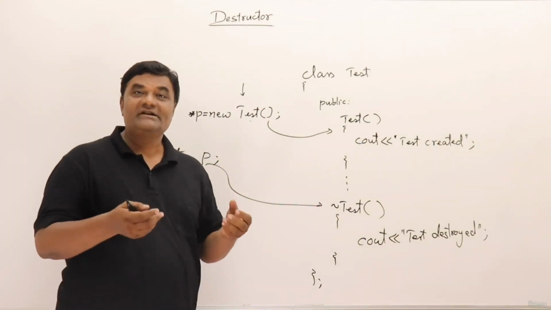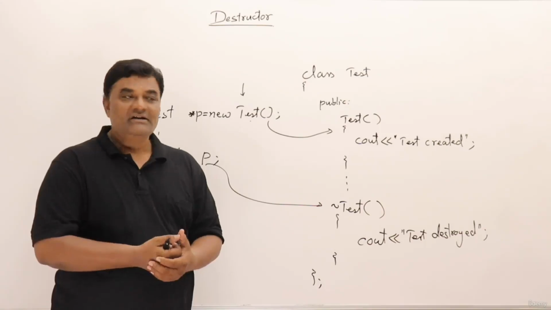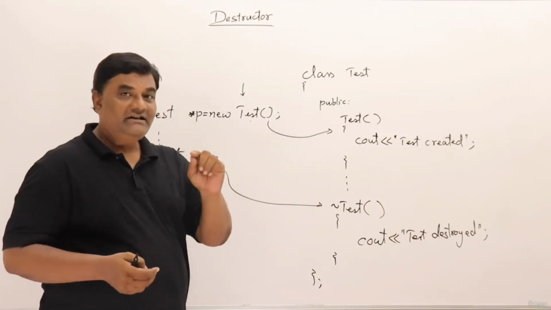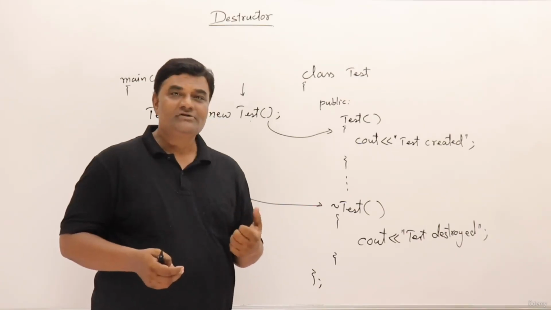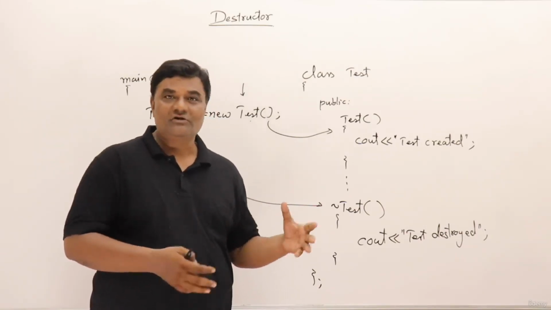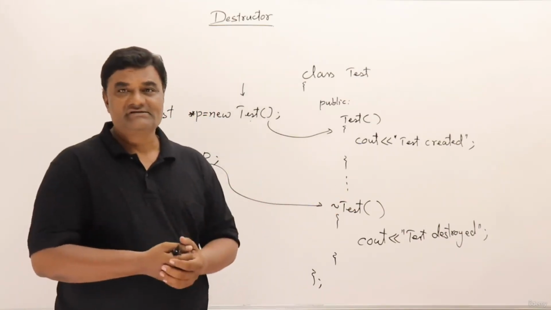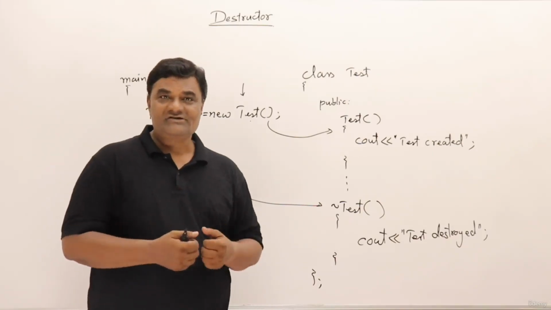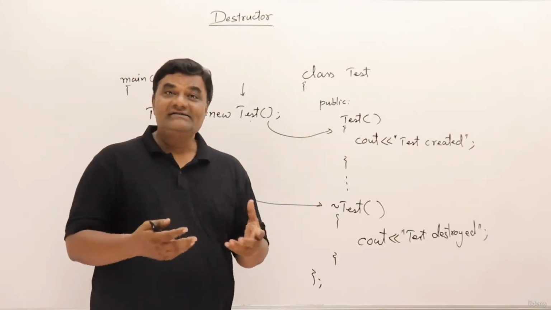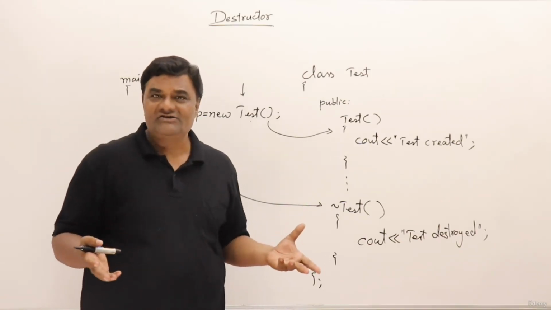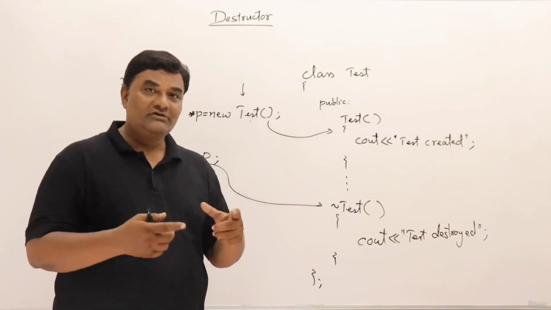Now let us see what is the use of destructor. See, constructor is used for initialization purpose. We know this. Then one more usage of constructor, that is, it is used for allocating resources. Then what is the use of destructor? It is used for deallocating resources, releasing the resources. We don't have to deinitialize. We have to deallocate the resources.